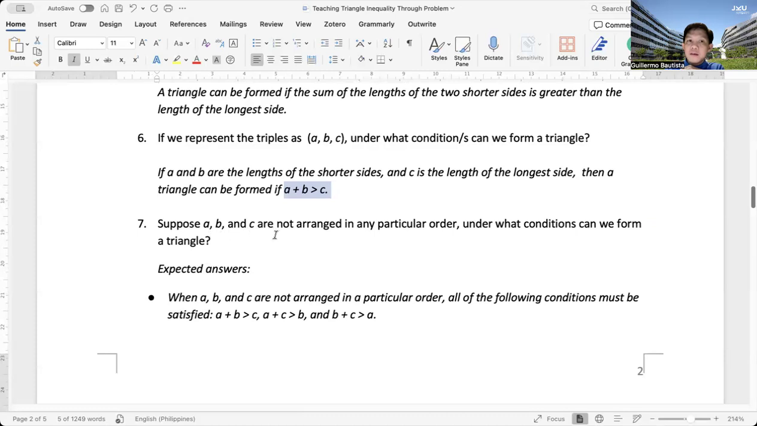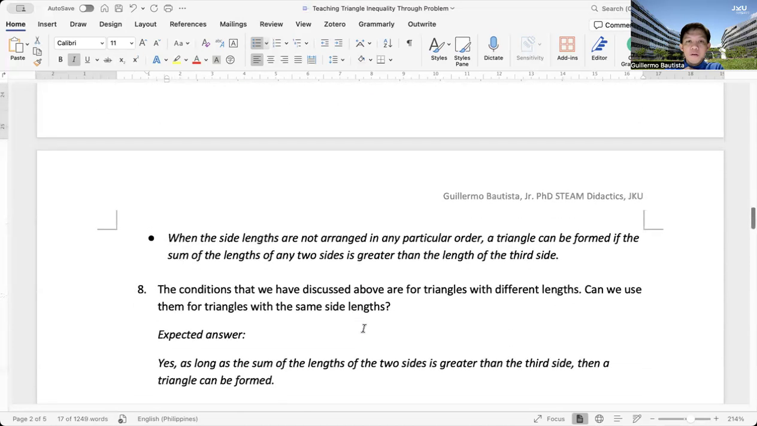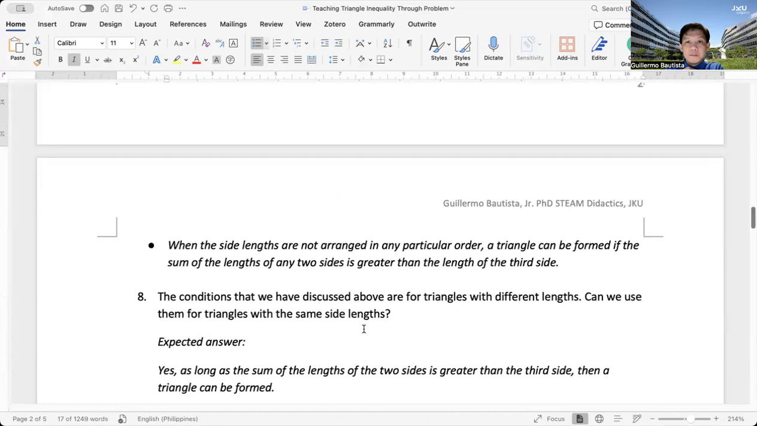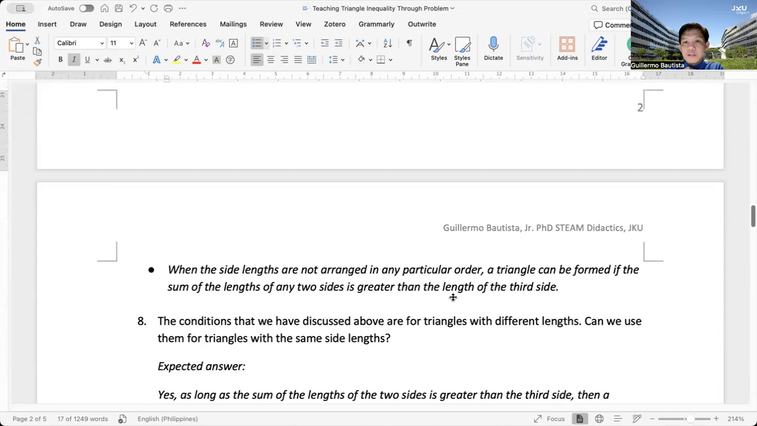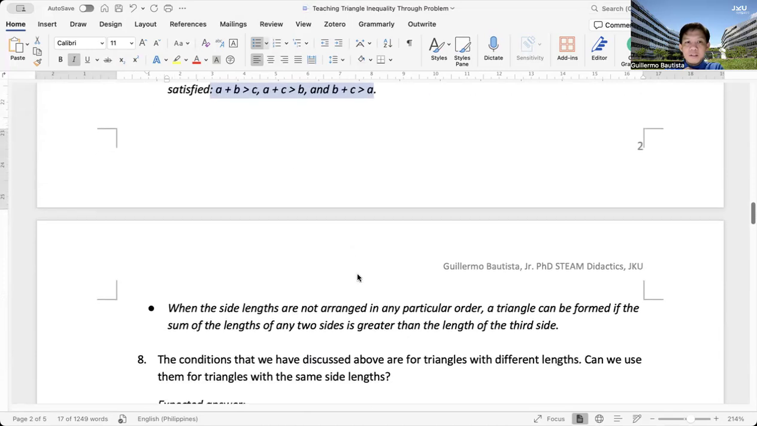Suppose A and B and C are rearranged in any particular order. Under what conditions can we form a triangle? So they are expected, or I expect them, to form these inequalities here. This is just the explanation of this one.